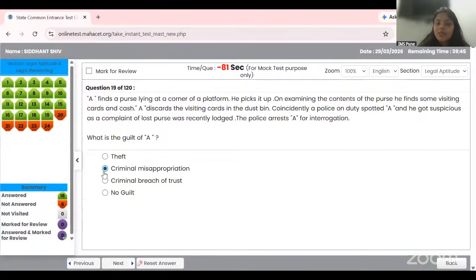So here the correct answer would be misappropriation, and no guilt is not the right answer because of course you are guilty when you are throwing the card away. This shows that okay, I am throwing the card and I have no intention of returning. If you had an intention to return, then you would take the purse as it is and you would have gone to the police. Why do you throw or discard away the card? So that is why no guilt will not be your answer.